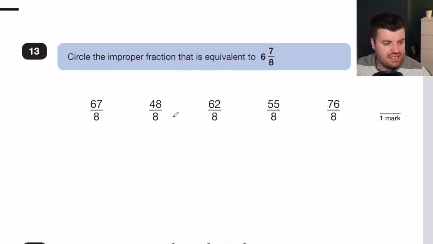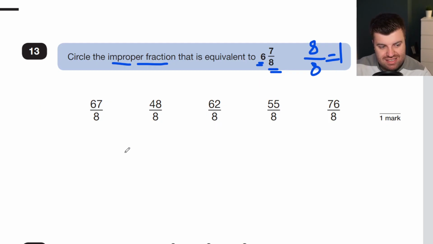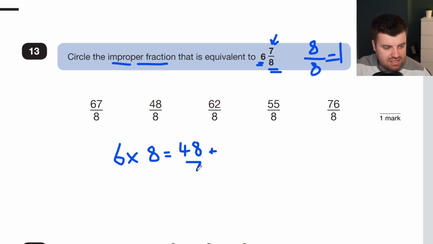Okay, question 13. Circle the improper fraction that is equivalent to 6 7/8. So what we need to think about here, we're looking for eighths. There are 8 eighths in one whole. Okay, 8 eighths is one whole. So how many eighths are there in 6 wholes? 6 lots of 8. So we do 6 times 8 and we get 48. So 6 is 48 eighths plus the 7 we already had. So 48 plus 7, that's going to get us to 55. And that is 55 eighths as our answer.